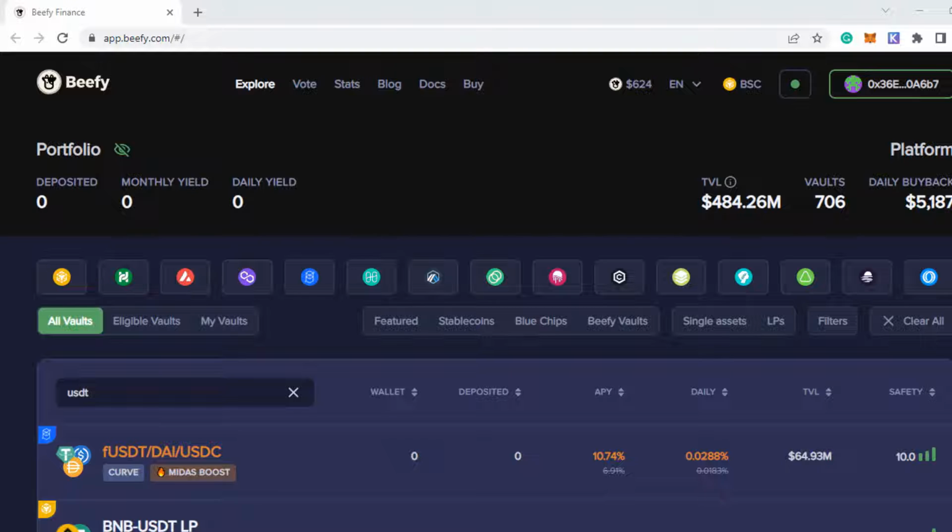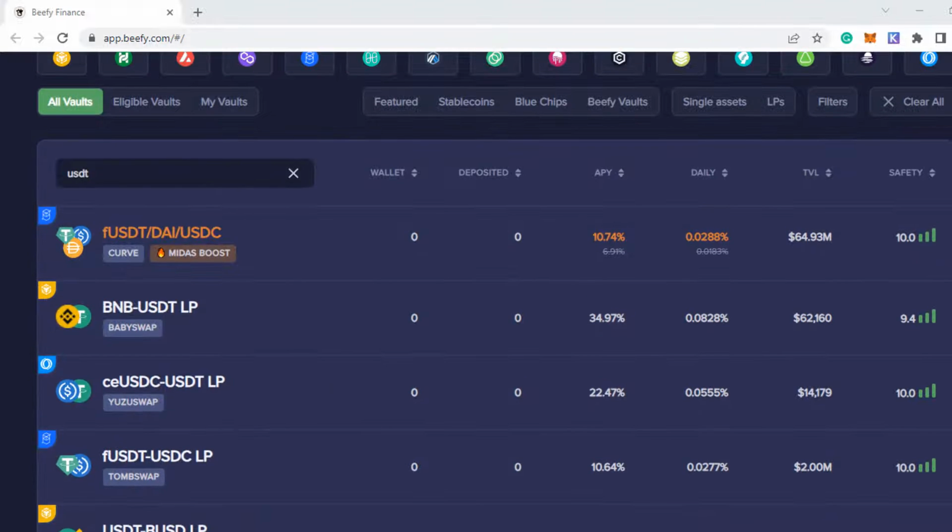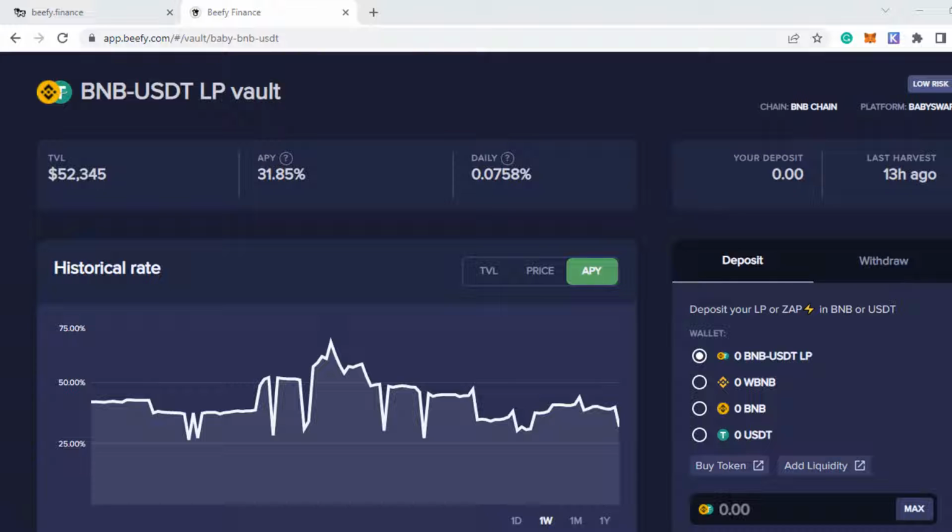If you're invested in different blockchains, I recommend checking out Beefy Finance because here you can find staking pools on many different blockchains, for example Binance, Avalanche or Polygon. You probably know by now that I really like Binance, so I'm going to focus on the BNB-USDT liquidity pool. Here we got the pool and the APY has been fluctuating in the last week, but on average it stayed around 30%, maybe a little less.